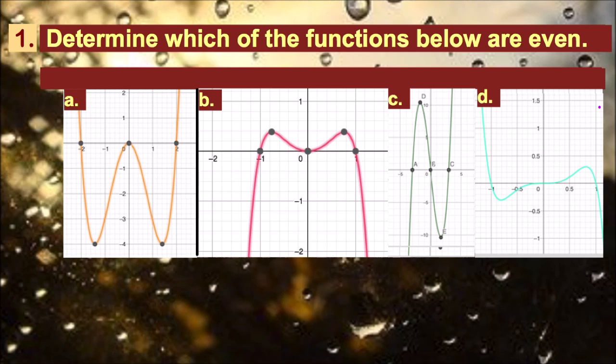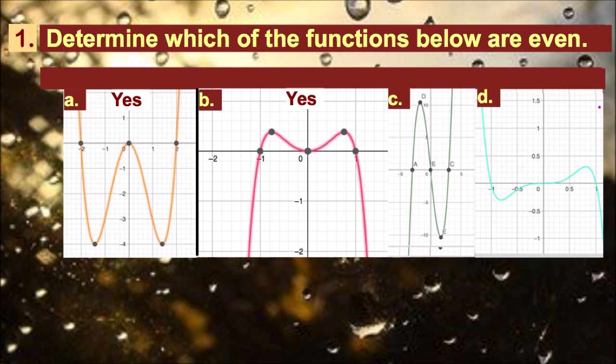Determine which of the functions below are even. A. Yes, A is an even function. This is because the graph of function A is symmetric with respect to the y-axis, as can be seen graphically. B is also an even function, because it is symmetric with respect to the y-axis. F of x is equal to f of negative x.